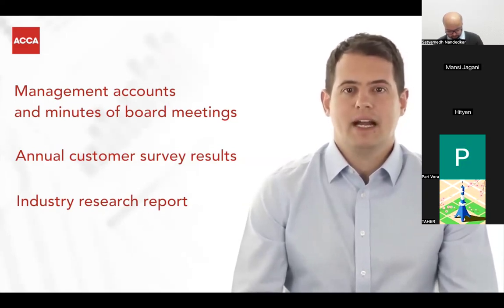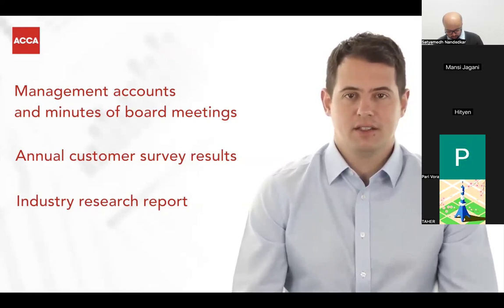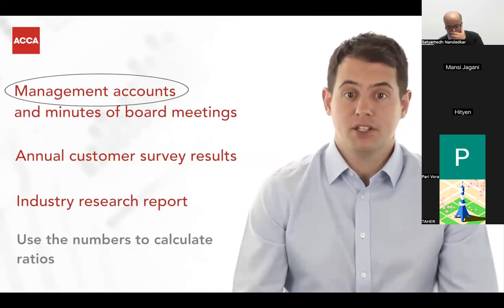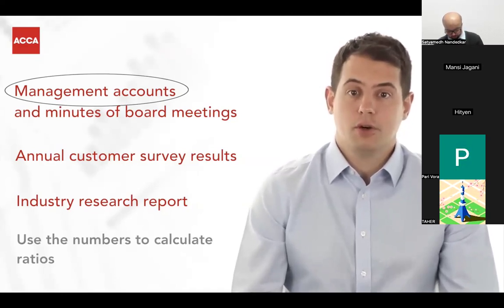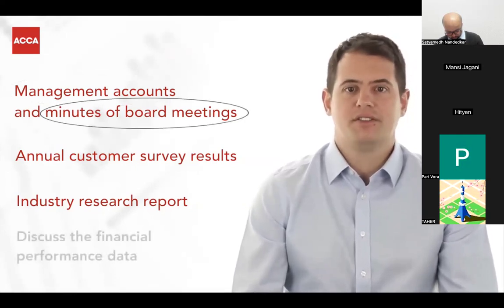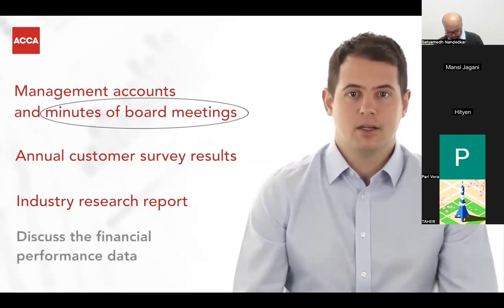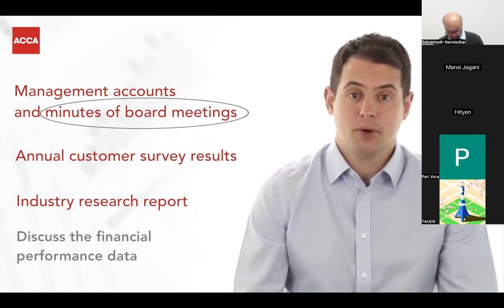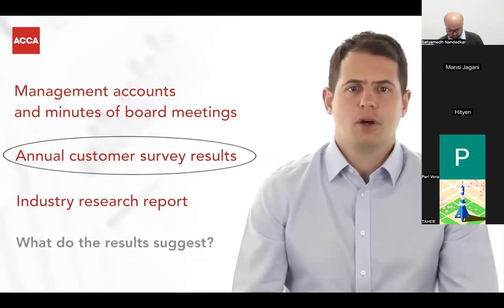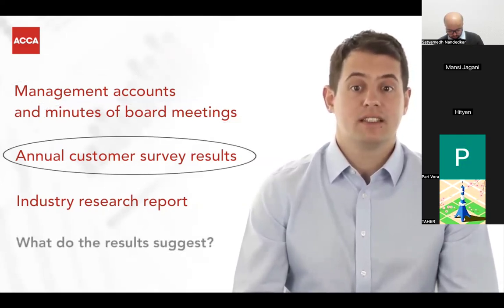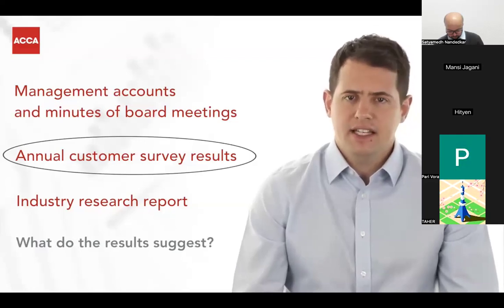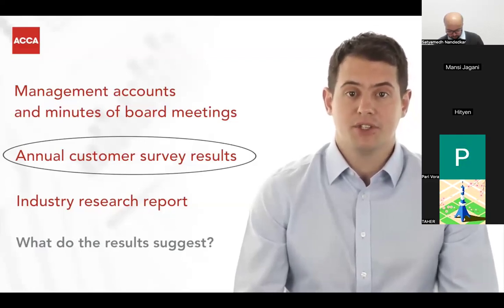Firstly, the management accounts are provided for a reason. Use the numbers to calculate ratios and other financial measures. What do the results show? Use the board minutes to help you discuss the financial performance data, providing comments and possible explanations. Next, what do the results of the customer survey suggest? Are customers happy or are they dissatisfied? Is there a risk the company will lose customers in the future?